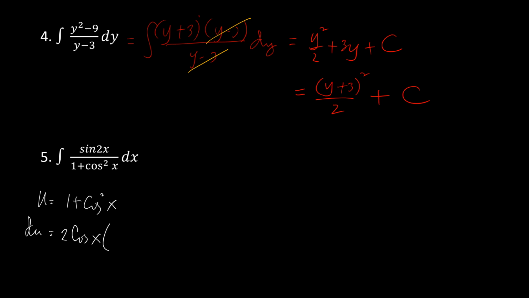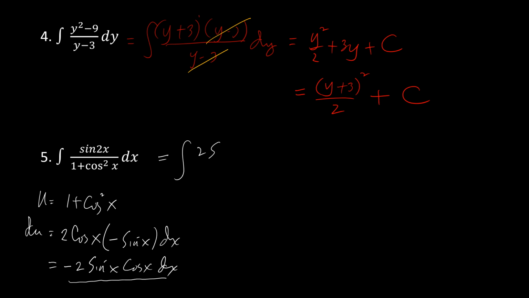But then, we still have to multiply it by the derivative or the differential of cosine x, which is negative sine x dx, which is equal to negative 2 sine x cosine x dx. So this is what we need for our du. But what we have in our integral is sine 2x. Recall that sine 2x is equal to 2 sine x cosine x all over 1 plus cosine squared x dx.